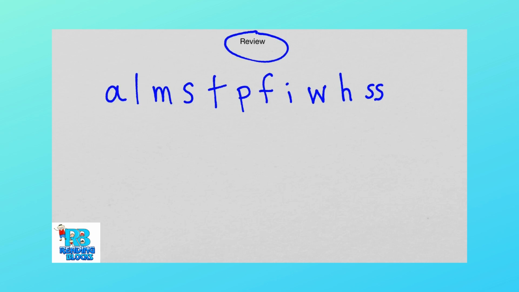M. Did you point to this letter? Good. How about A? A. Did you point to this letter? Good for you. How about H? H. Did you point to this letter? Good. Let's try one more. How about T? T. Did you point to this letter? Good for you. Now let's make some words with these.